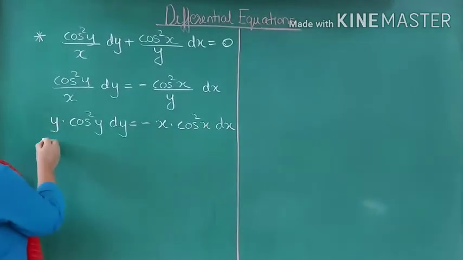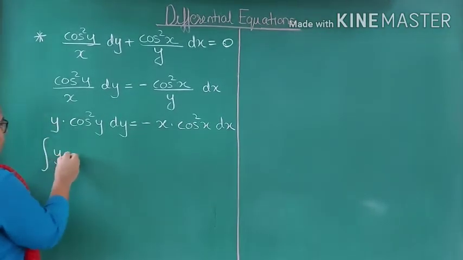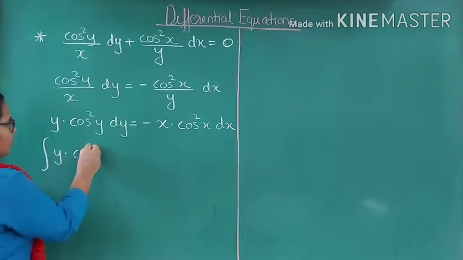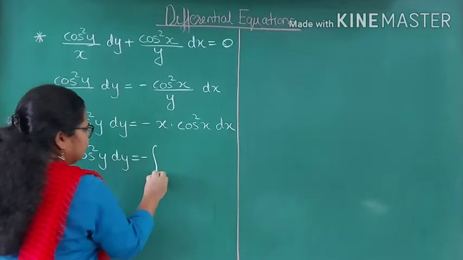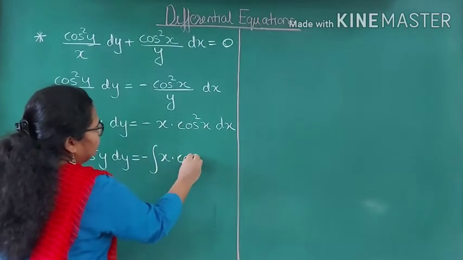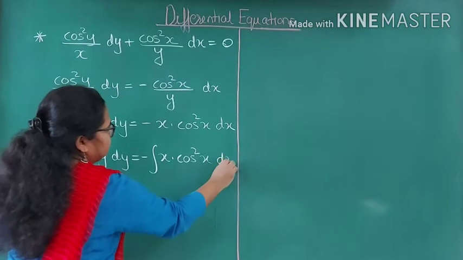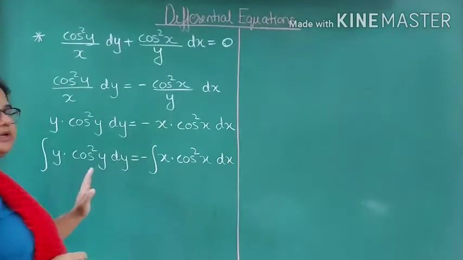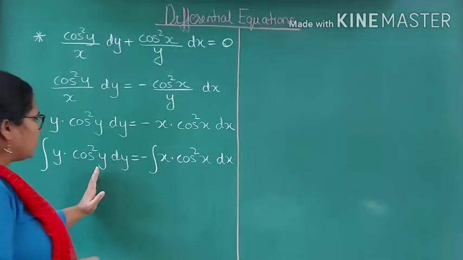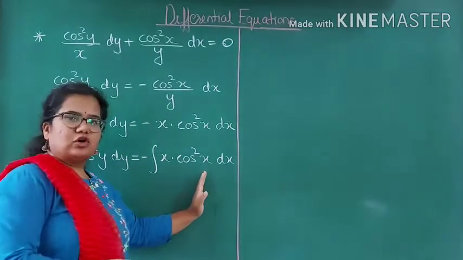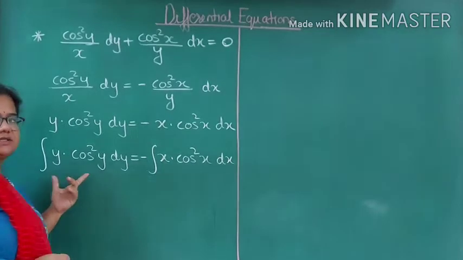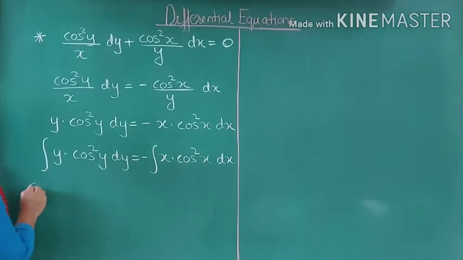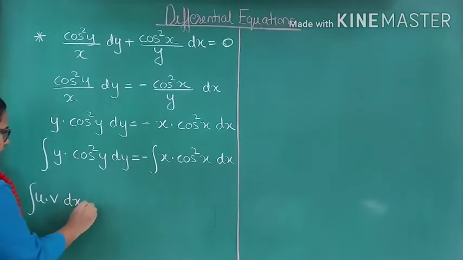Now, next step is to integrate. Integration of y into cos square y dy is equal to minus integration of x into cos square x dx. Now you can see here it is y into cos square y, this is x into cos square x. So we have studied integration by parts. What was the formula? I will write the formula here, u into v dx.